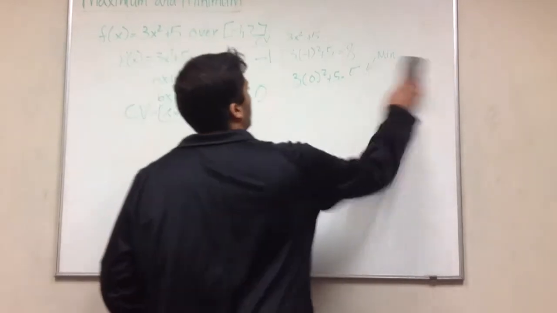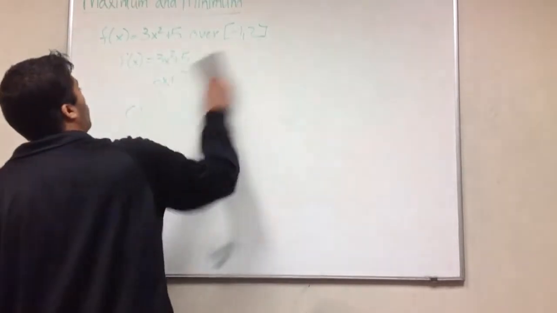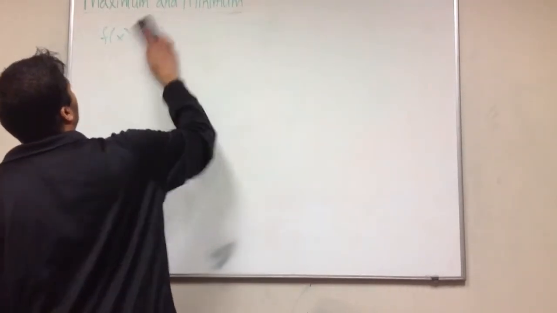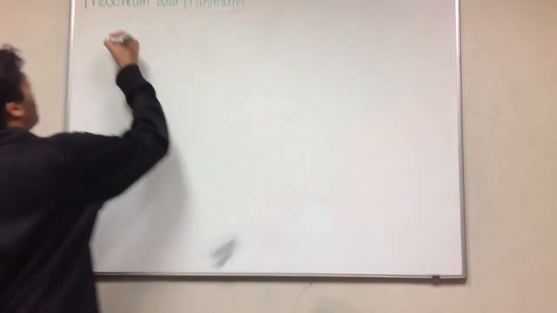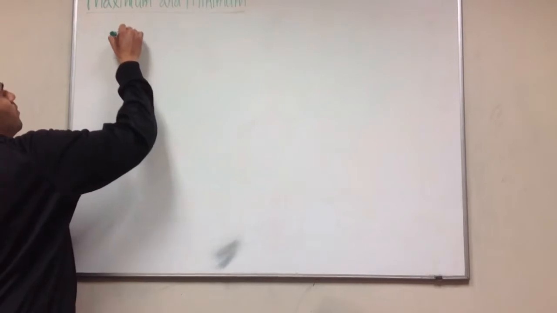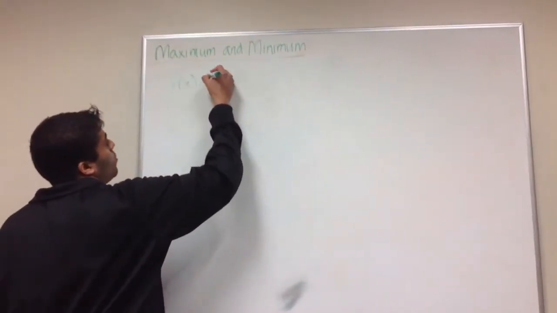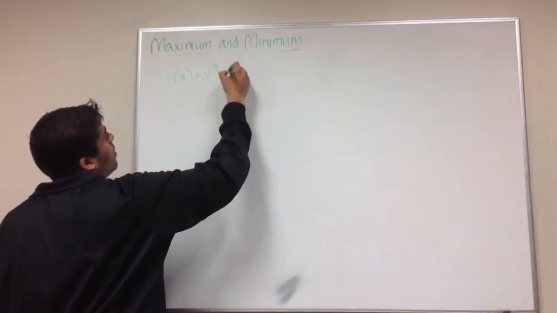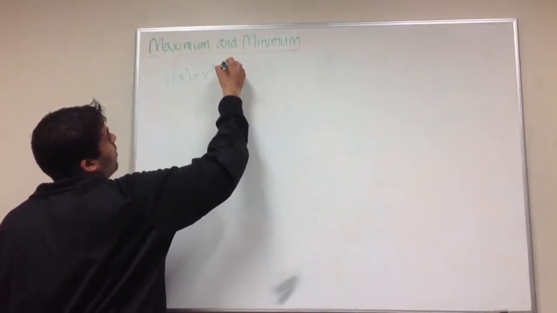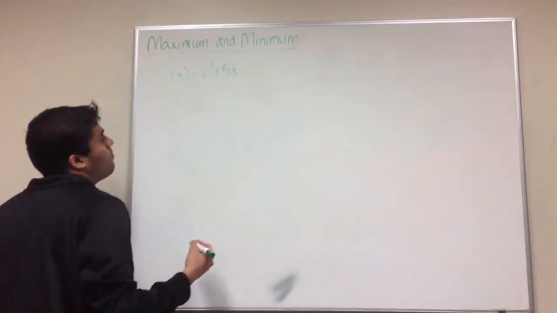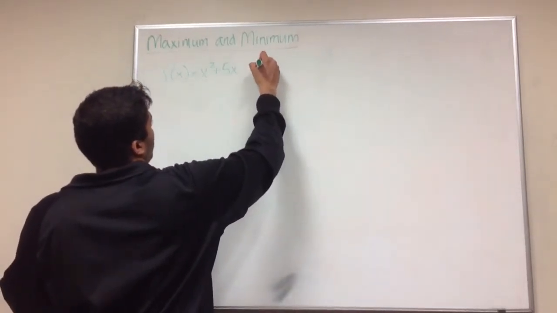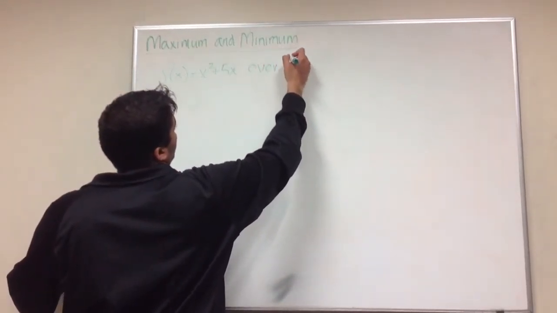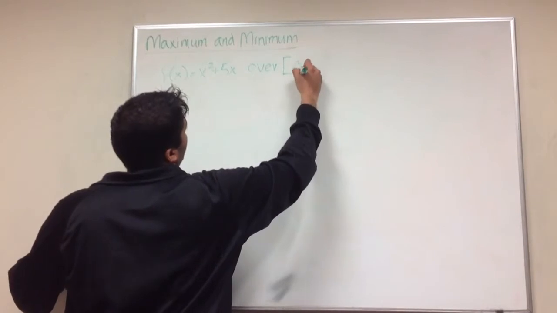We can look at a more difficult problem. Let's find another problem to work out. Alright, let's say f of x equals x squared plus 5x, over the interval 0 and 5.